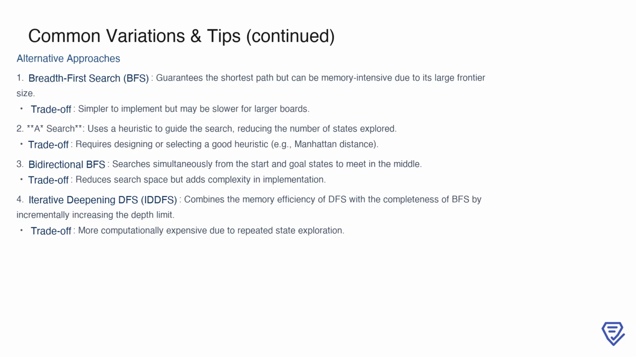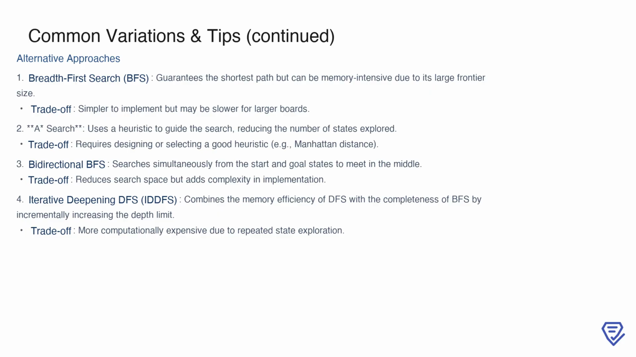In addition to the standard approaches, there are alternative methods to solving sliding puzzles, each with its own advantages and trade-offs. Breadth-first search, or BFS, is a straightforward choice, as it guarantees the shortest path to the solution. However, it can be memory-intensive since it needs to store all the states at the current level before moving deeper. While simple to implement, it may become impractical for larger boards with a vast state space.